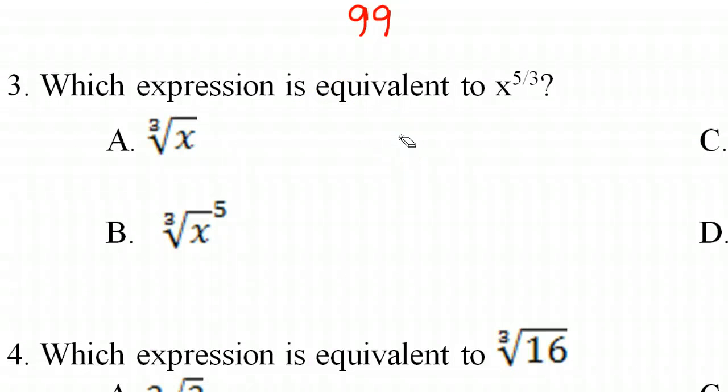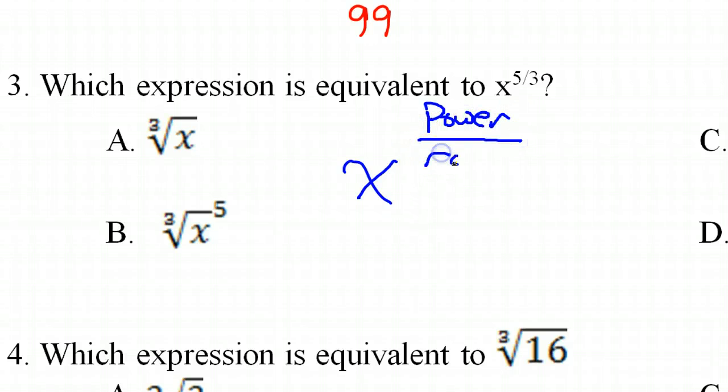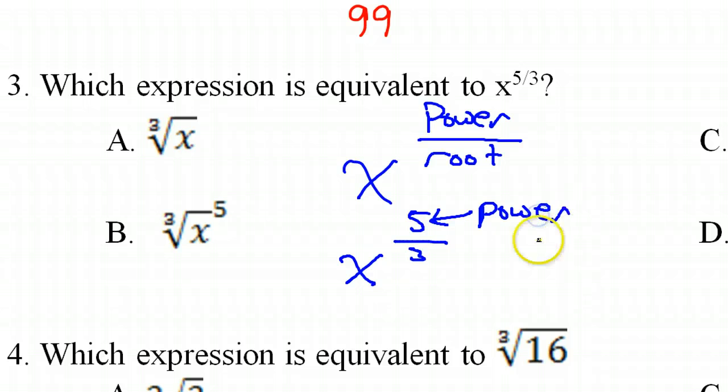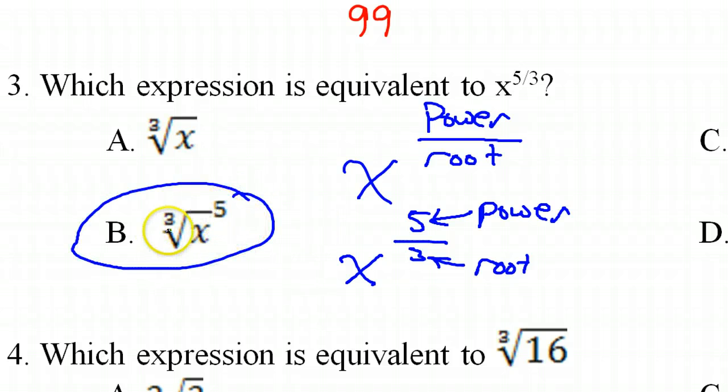Okay, the calculator wouldn't help you with this one, but luckily almost everybody got it right. When we learned about fractional exponents or rational exponents, we learned that it meant power over root. It's always power over root. So here, when I have x to the 5/3 power, 5 is the power, and 3 is the root. So that's B. B is the one that has 5 as the power and the cube root. So the answer was B.